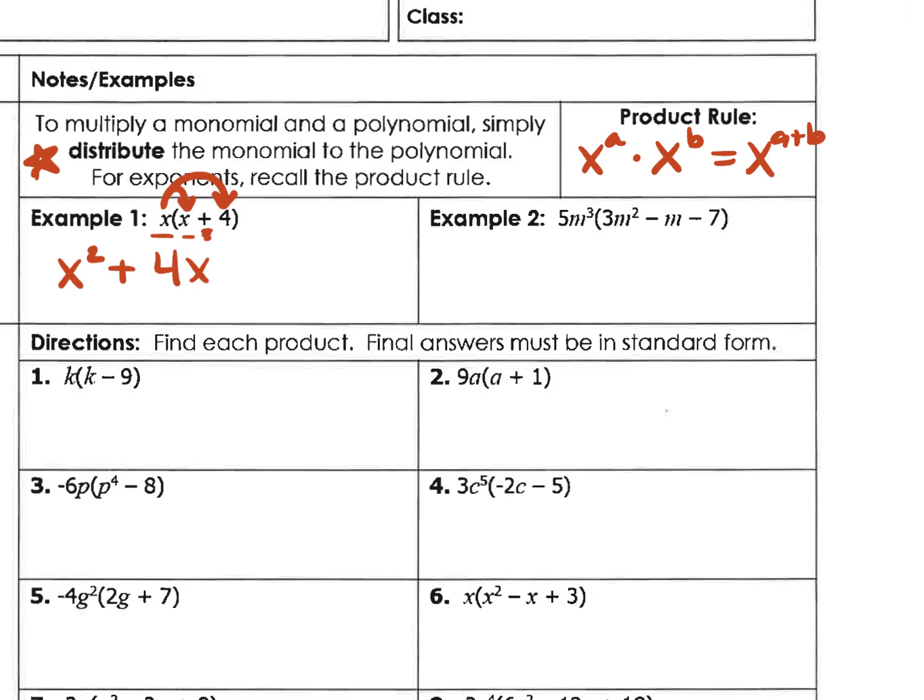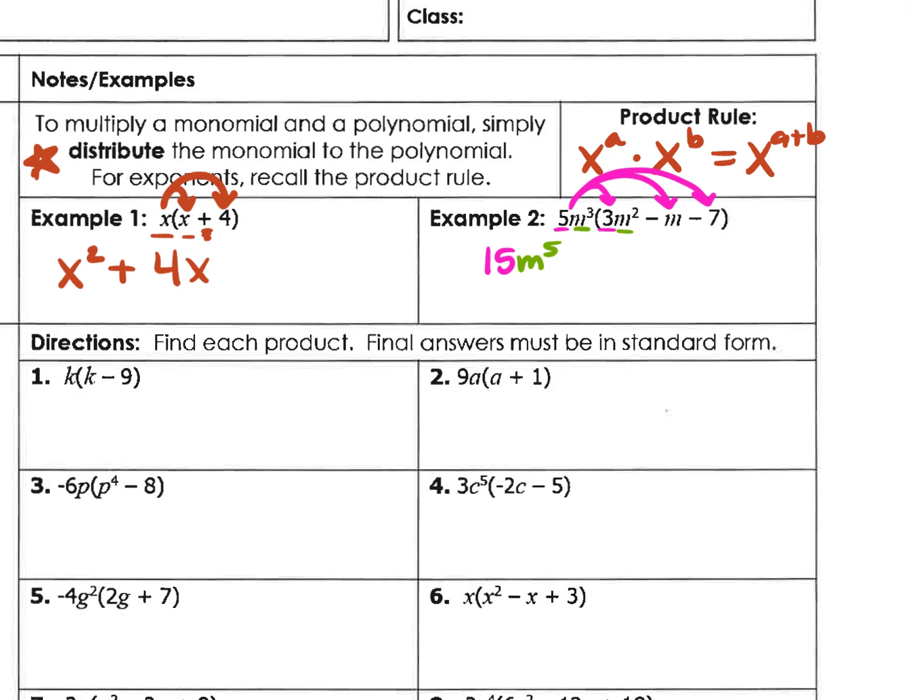If you have a 5m cubed out in front, and we have to distribute that now to 3 things, 1, 2, and 3. What's 5m cubed times 3m squared? 15. So you first multiply the numbers. 5 times 3 is 15. M to what power? M squared times m cubed is what? What do you do with your powers? You add them together. That's m to the 5th power.